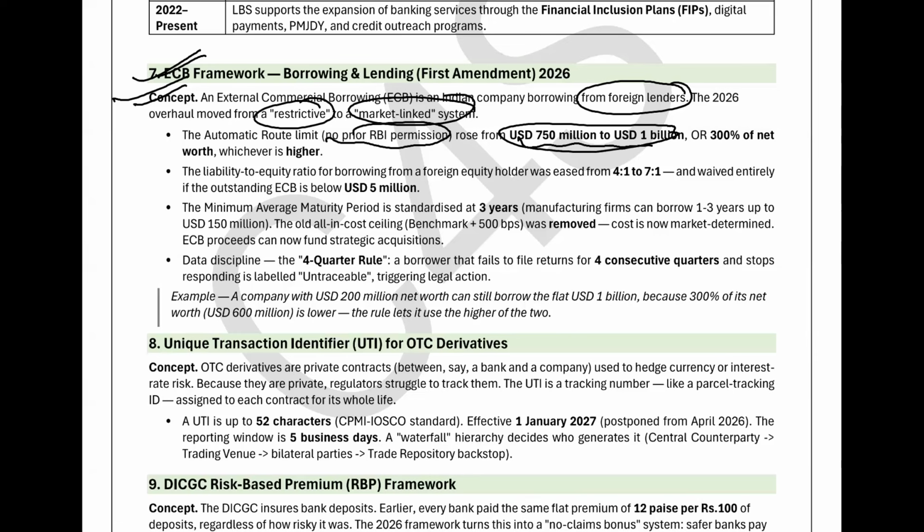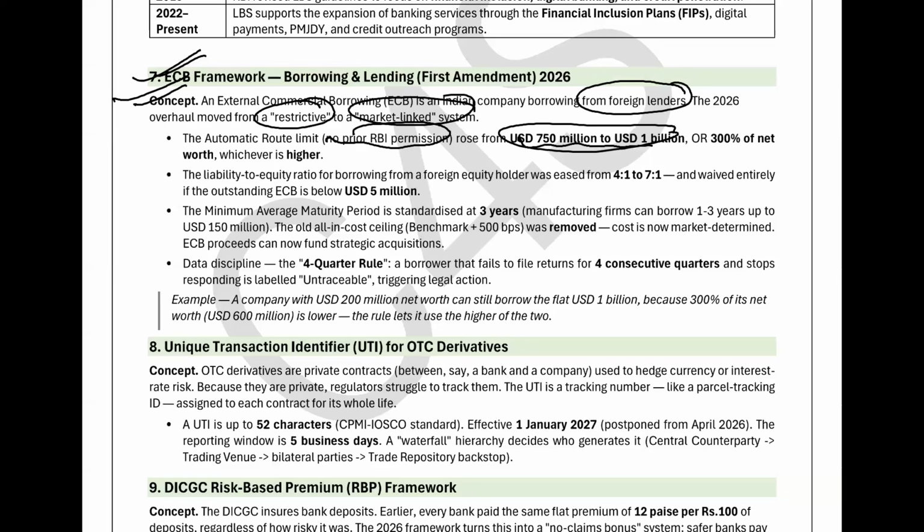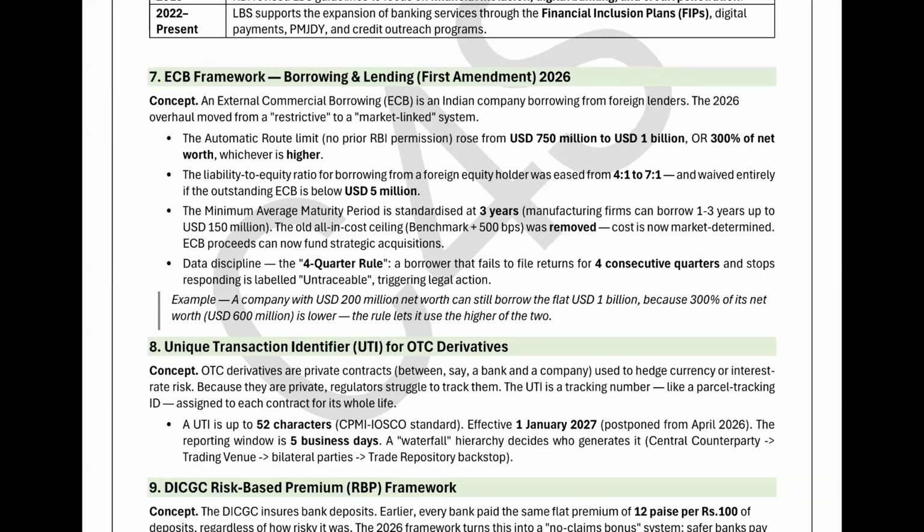Those who have attended, note down how far the ECB framework has moved. Just have a look. This is not that important a circular from my point of view, but you should have a look at it. USD 70 million to USD 1 billion or 300% of net worth, whichever is higher. The liability to equity ratio for borrowing from a foreign equity holder was eased from 4:1 to 7:1 and waived entirely if the outstanding ECB is below USD 5 million. Remember this, okay? The rest, these points are not that important, just keep this.